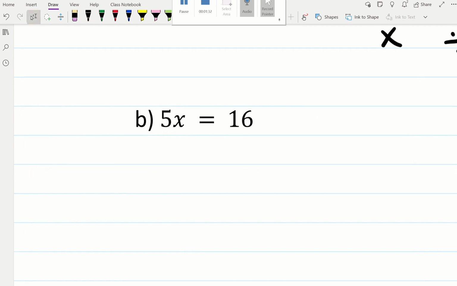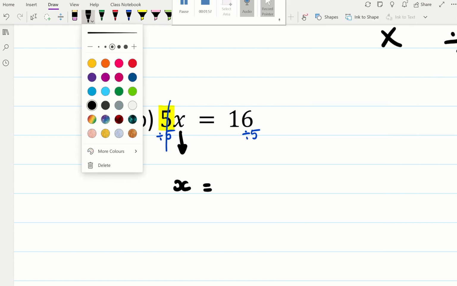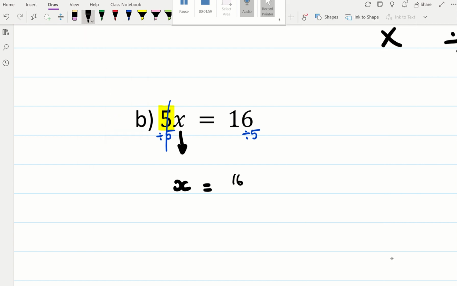The second example, again, 5x equals 16. Well, I always divide by the number next to x. So I divide by 5 and I divide by 5. 5 divided by 5 is gone. I am simply left with x. And if you get your calculator and you put 16 divided by 5, you will get a top-heavy fraction. So it is 16/5.